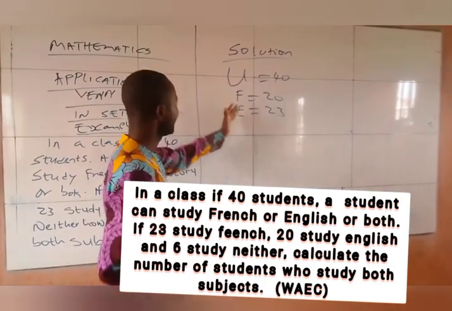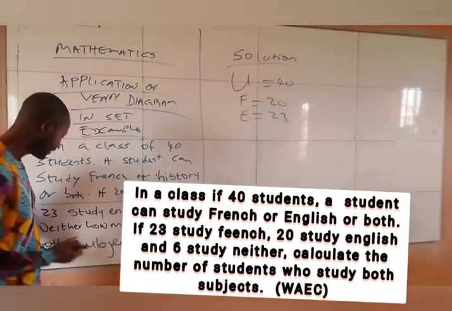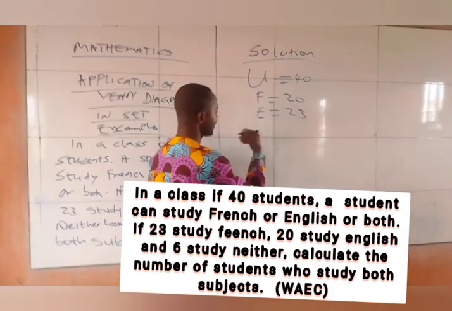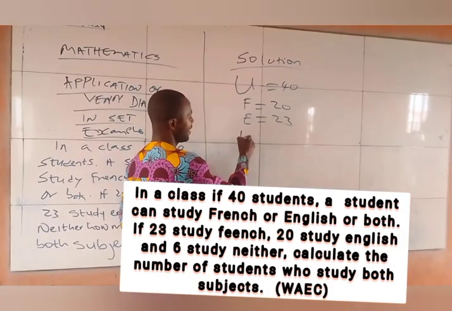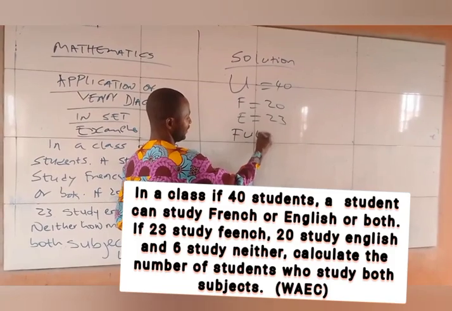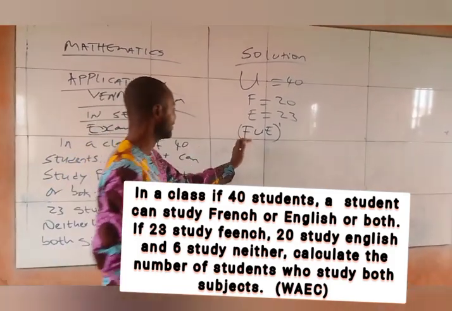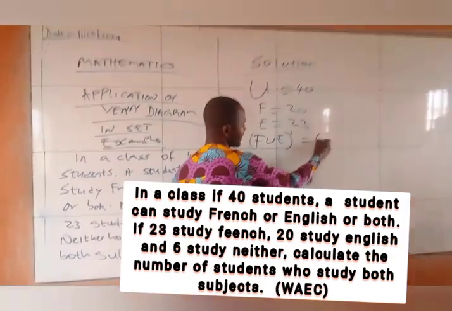So these are the number of students. Then here we are seeing 6 studying neither. That means (F union E) prime, meaning those that are in the universal set but are not in either F or E, and they are 6 in number.